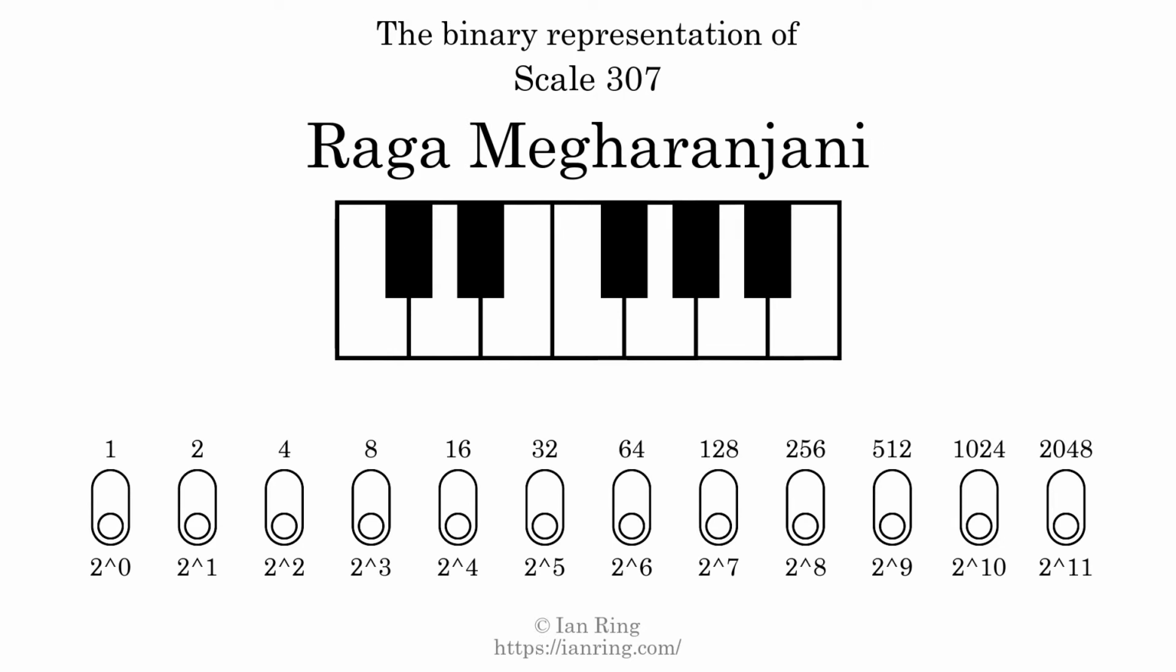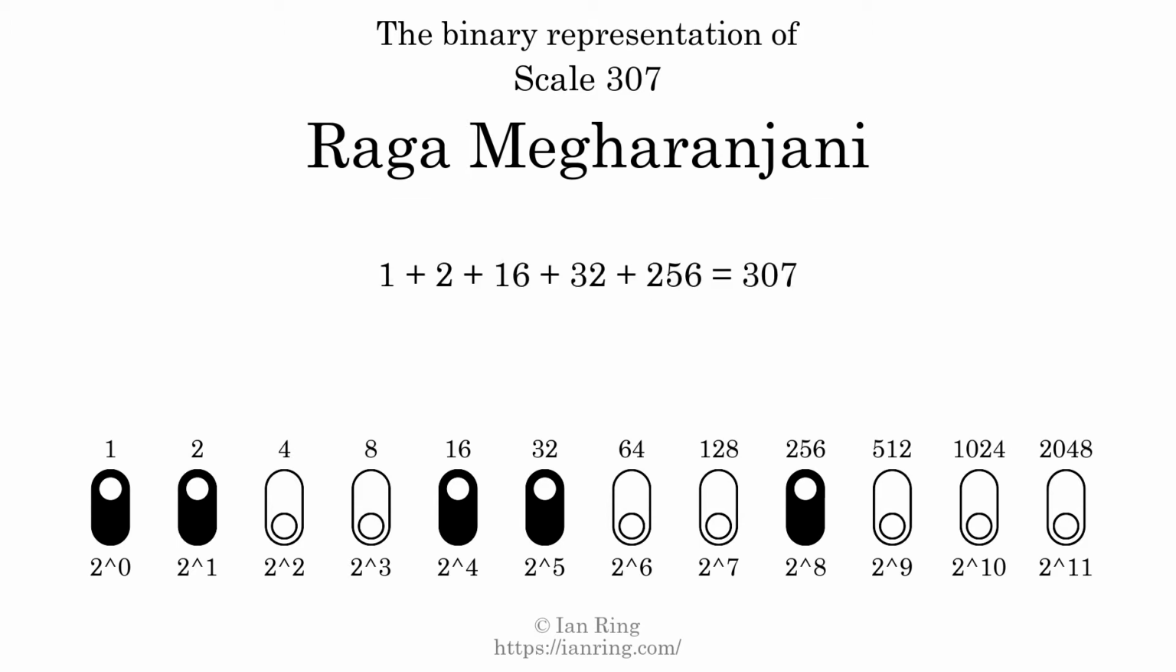The binary representation of this scale is determined by mapping tones of the scale to binary digits. Each binary digit represents a power of 2. To get the scale number, we add the powers of 2 together. The powers of 2 that are present in the scale, all added together, equals 307. That is why the scale number, in decimal, is 307.